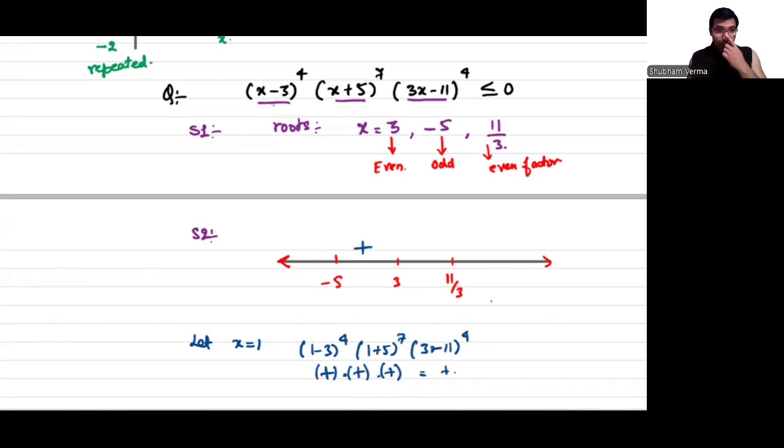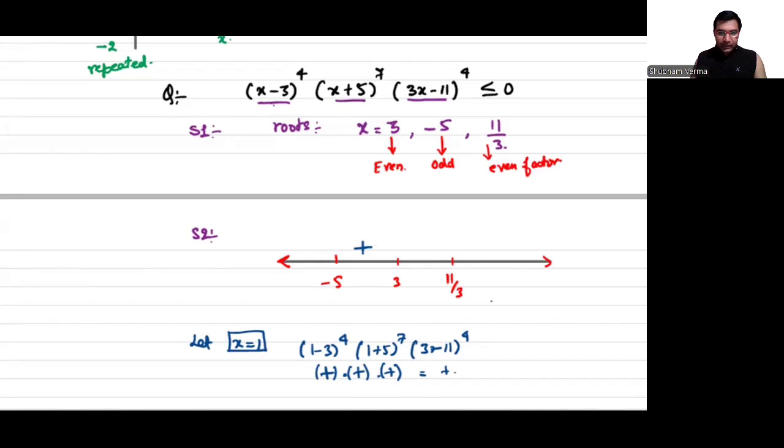Now, once you know my function is positive between -5 and 3, see, I've taken just x = 1. You can take any number between -5 and 3, it will always be positive. We'll come to this, why is it so?